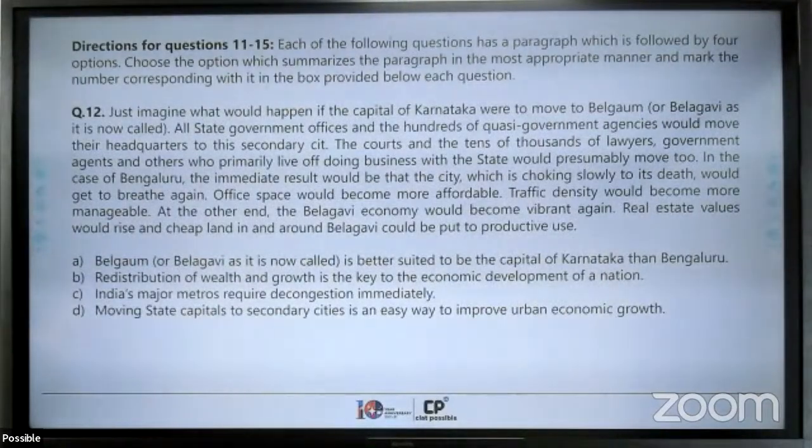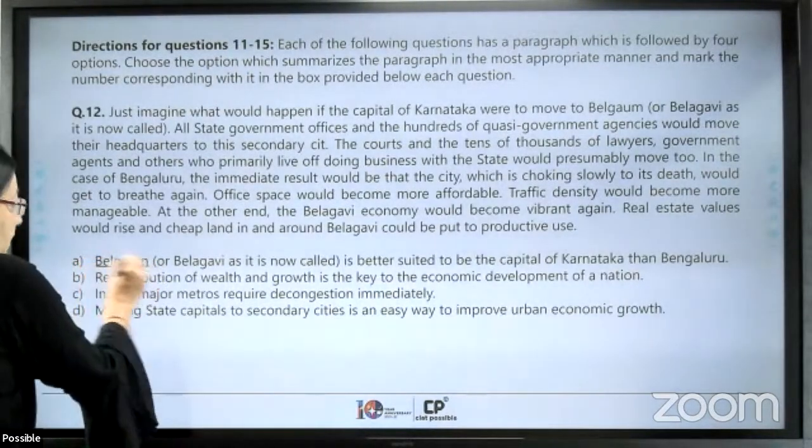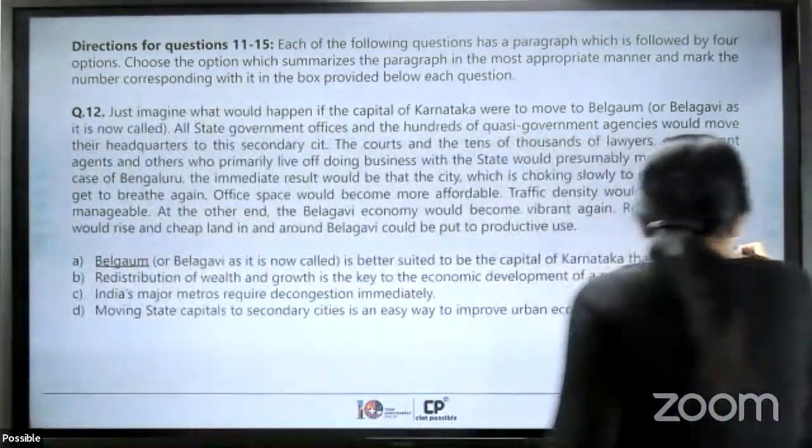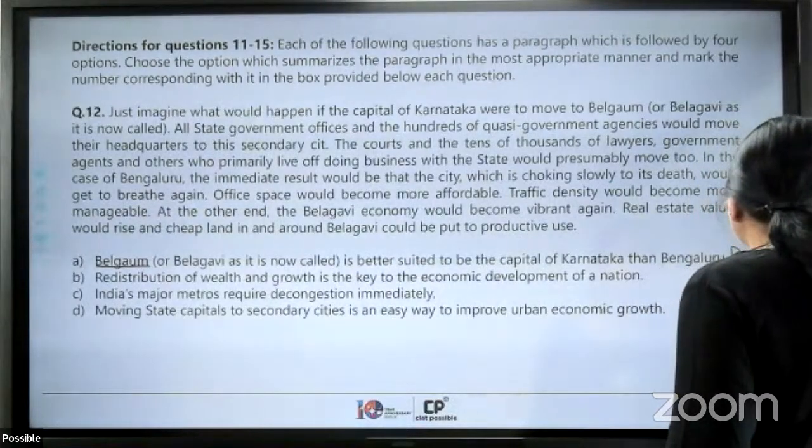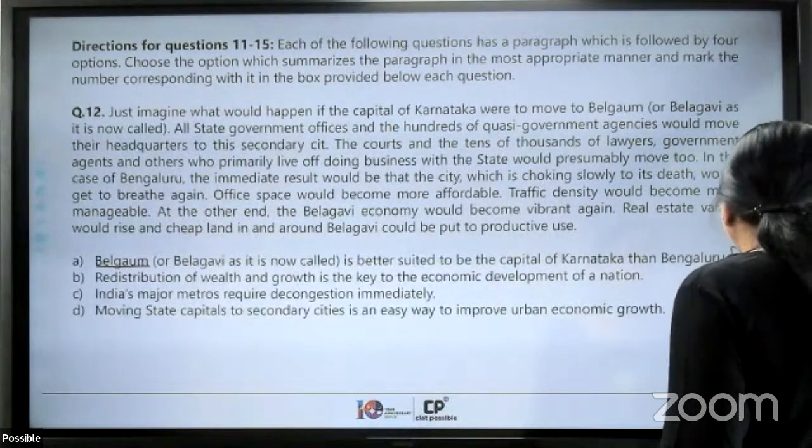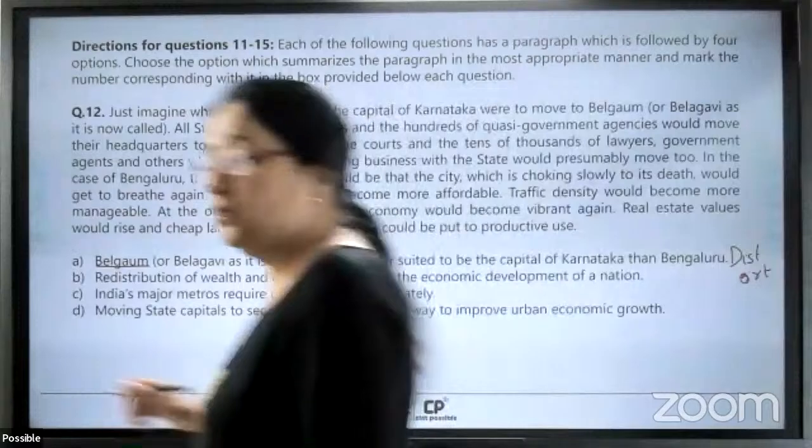This one was easy, because it's talking about a hypothetical situation. Just imagine what would happen if the capital of Karnataka were to move to Belgaum. Okay? If you see, in this there is one thing you have to catch: this is a distortion, beta, this whole one is a distortion. We are just discussing the last question. I'm so sorry, I have just got to know that you have another session. One is a distortion.